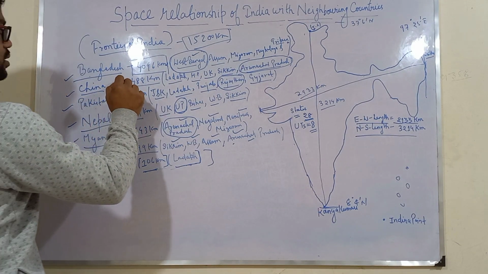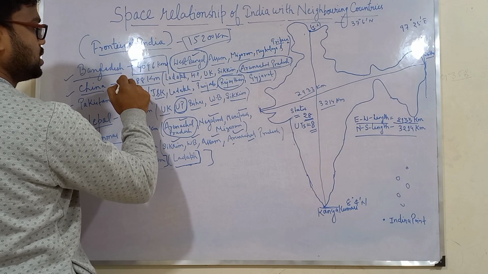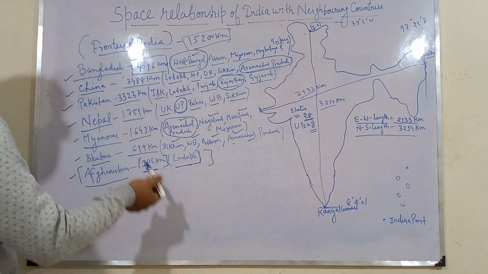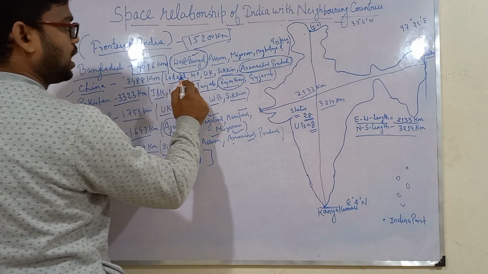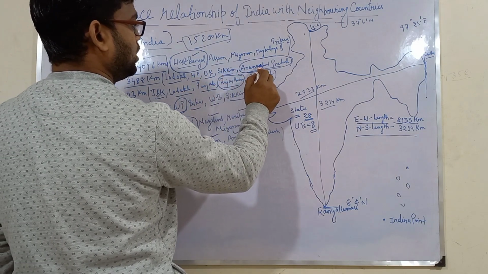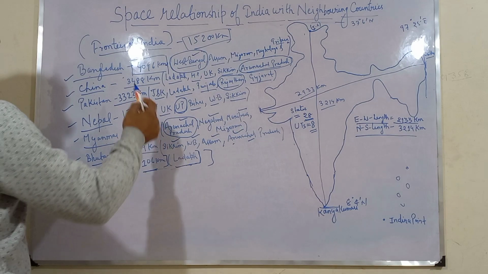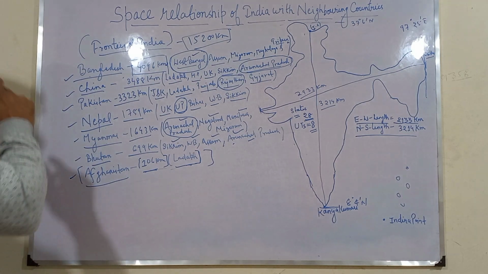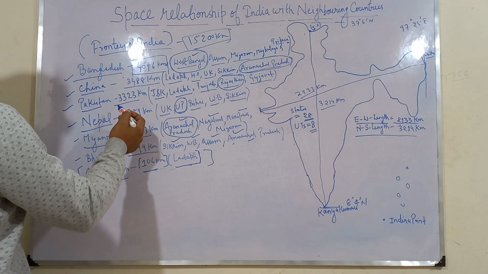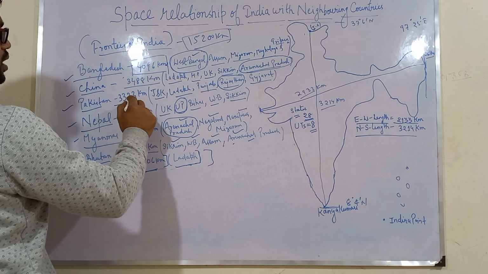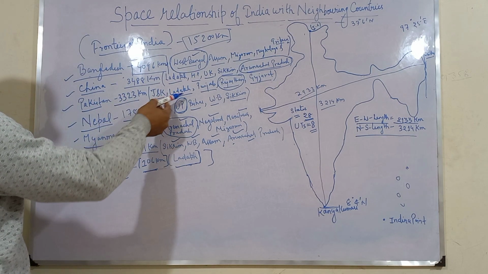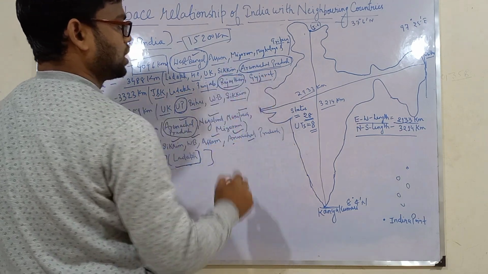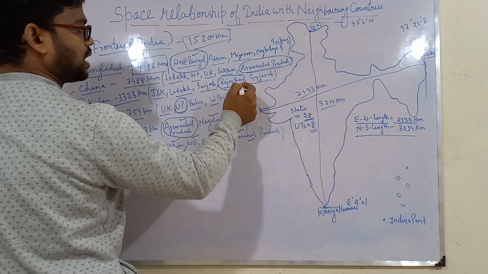Next we have China. As per India's records, India shares a land boundary of 3488 kilometers with China, and the states and UTs sharing land boundary with China are Ladakh, Himachal Pradesh, Uttarakhand, Sikkim, and Arunachal Pradesh. Among these, Arunachal Pradesh shares the maximum land boundary with China. Next we have Pakistan. The length of land boundary with Pakistan is 3323 kilometers, and the states and UTs sharing border with Pakistan are Jammu Kashmir, Ladakh, Punjab, Rajasthan, and Gujarat. The maximum land boundary is shared by Rajasthan.